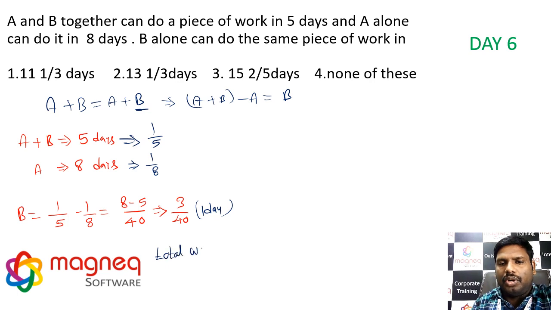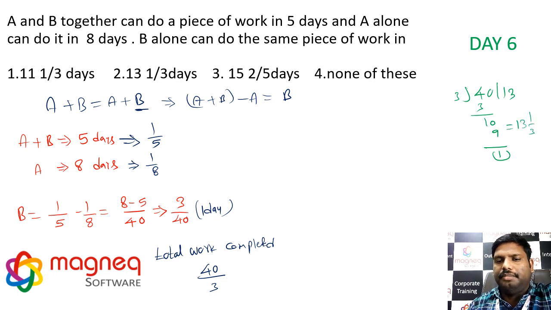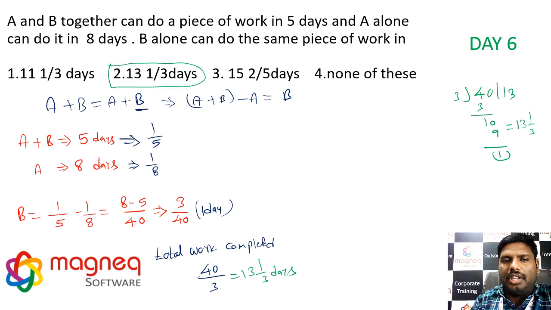So total work is completed in 40 by 3 days. 40 by 3 is again a fraction, so we have to convert it into a mixed fraction. 40 by 3: 3 ones are 3, 3 threes are 9, so 1 remainder, which means 13 1 by 3. So 13 1 by 3 days. Second option, 13 1 by 3 days.